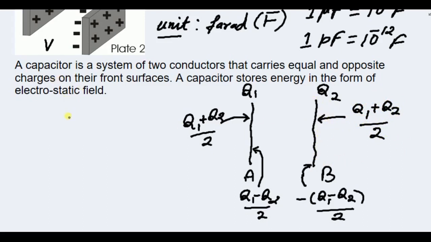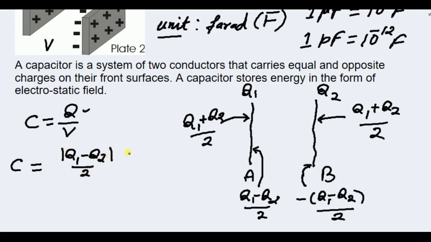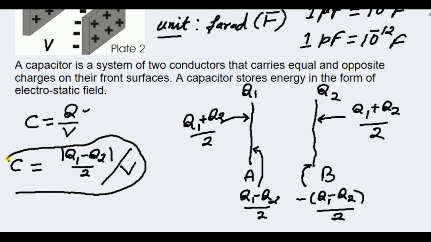Then according to definition, C is equal to Q upon V. We can write C as, put the value of front surface charge here, you get (Q1 minus Q2) upon 2 upon V. Note that we use this formula when plates have different charges on their surfaces.